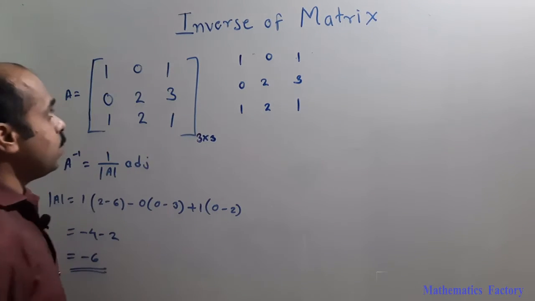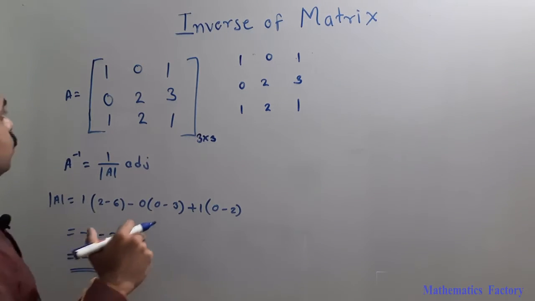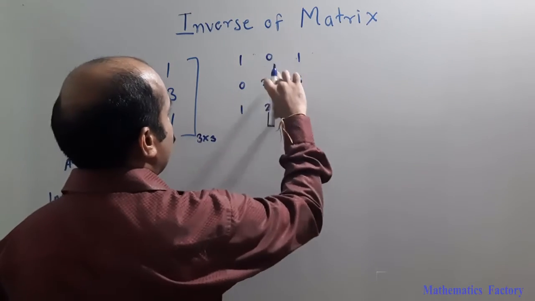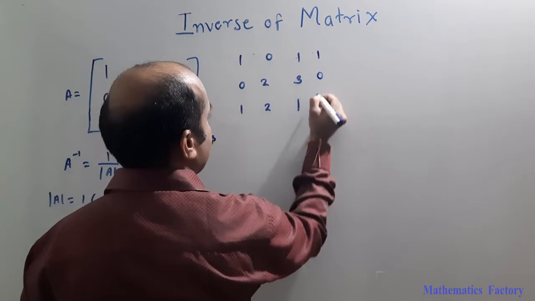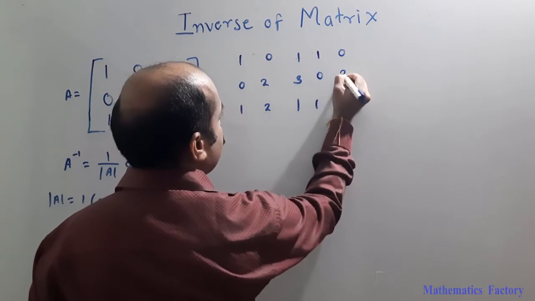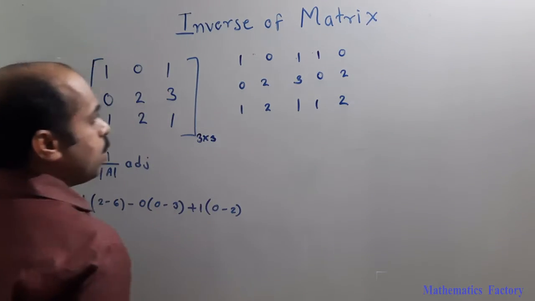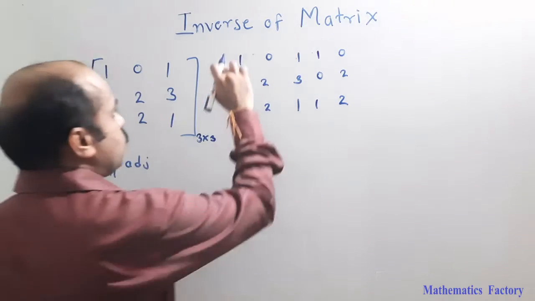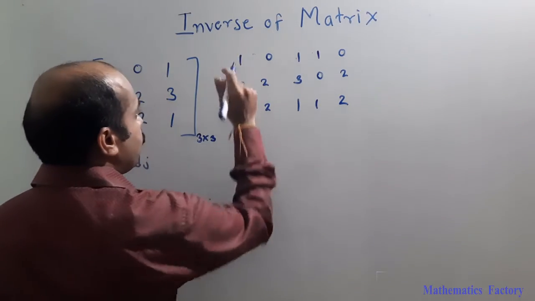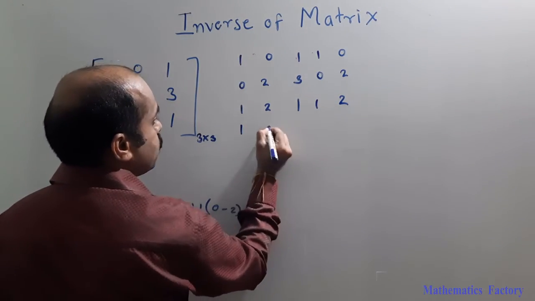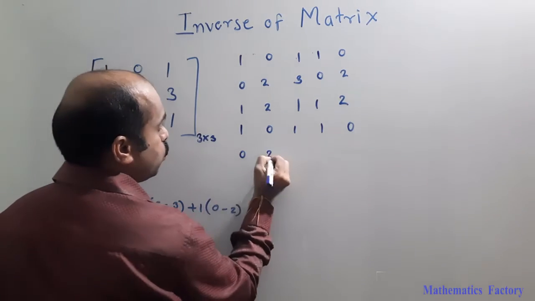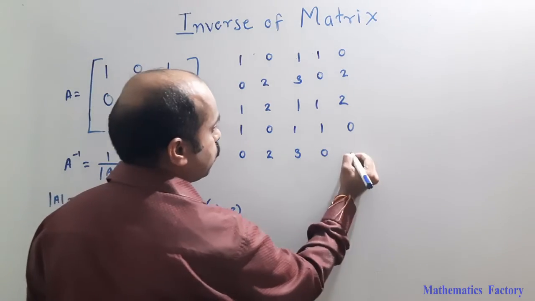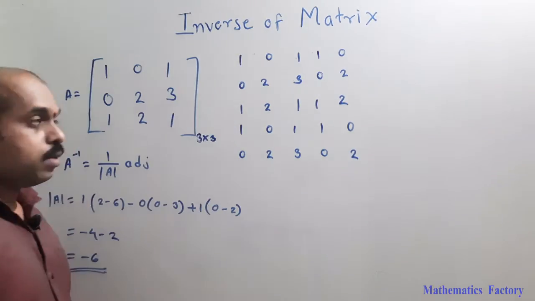Now pay attention properly. In the next step, I am going to write these two columns, that is column 1 and column 2, as it is. So 1 0 1, 0 2 2. Okay. Now in the next step, these two rows R1 and R2 I am writing here: 1 0 1 1 0 0, 2 3 0 2.